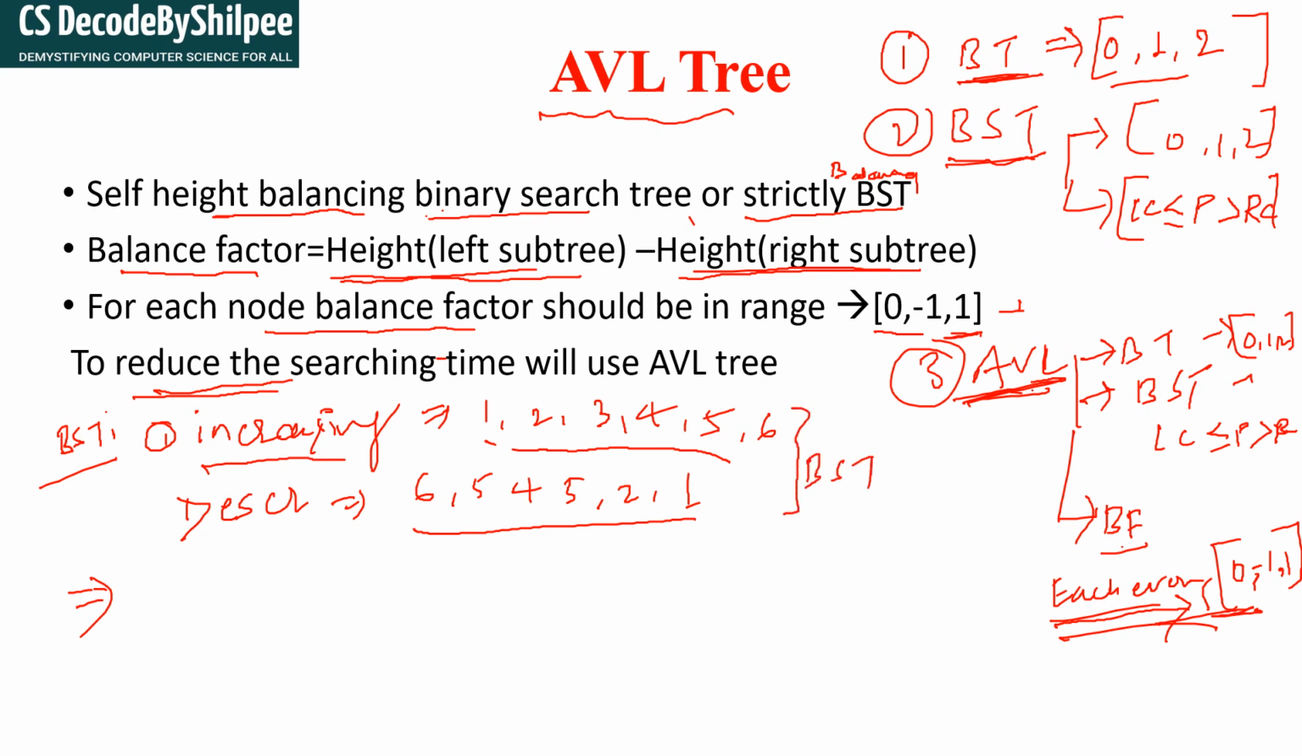The reason is, suppose I construct a binary search tree. A binary search tree has the property of at most two children, and the left child should be less than or equal to the parent and the right child should be greater. So if I construct it for this increasing order, I will get a binary search tree like this: 1, 2, and 3, and 4 is always a greater value, so it always comes to the right side.